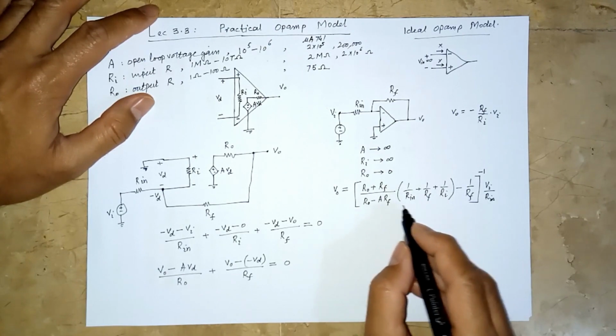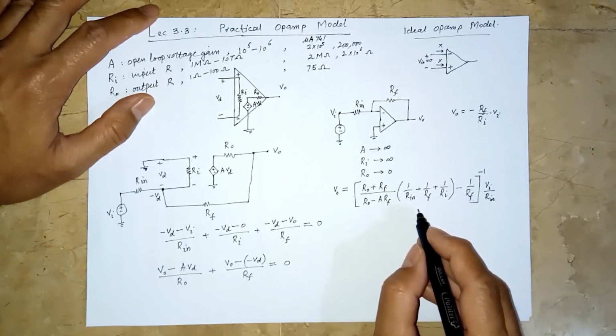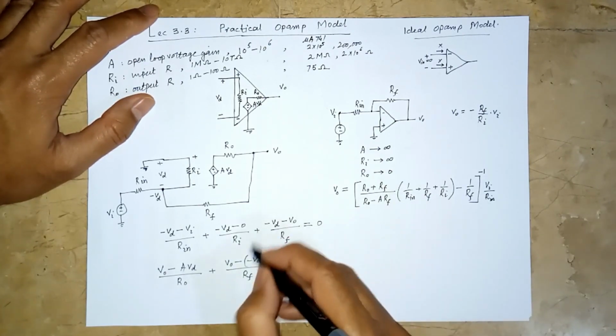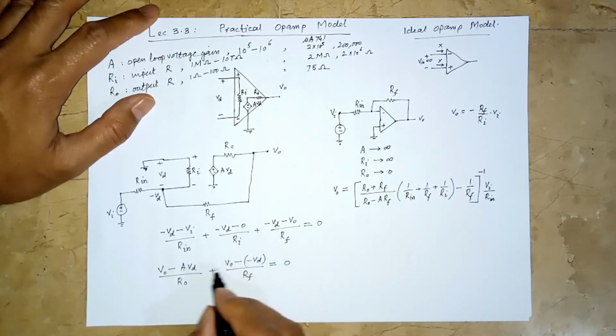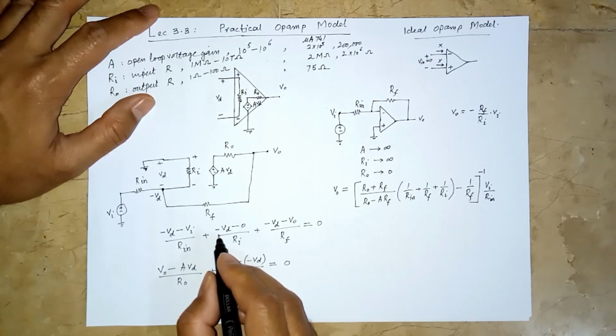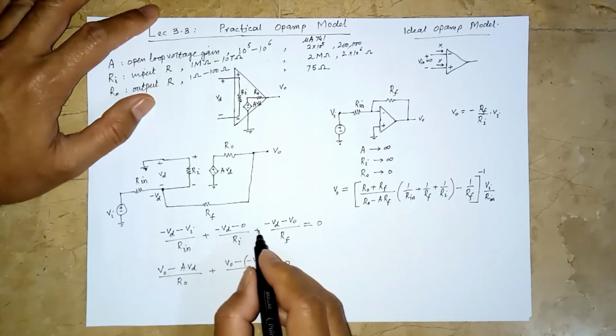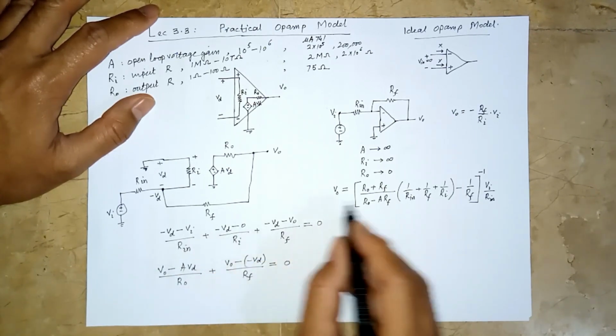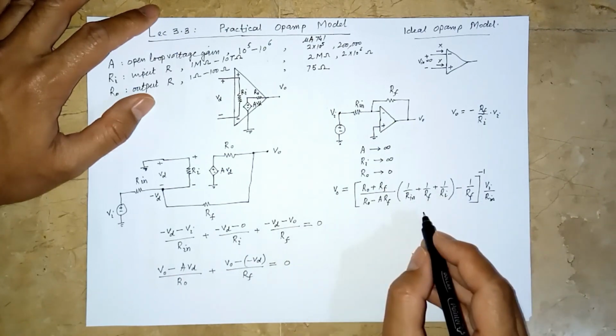Don't spend time trying to prove that you can ultimately get this. Just believe it. We can solve these two equations. For example, we can find the expression for Vd from here and put it in here. We can obviously simplify them to ultimately find what Vo is equal to. We will get something like this.